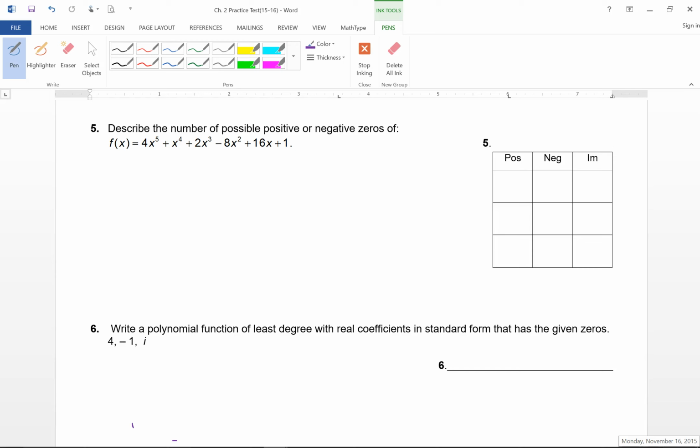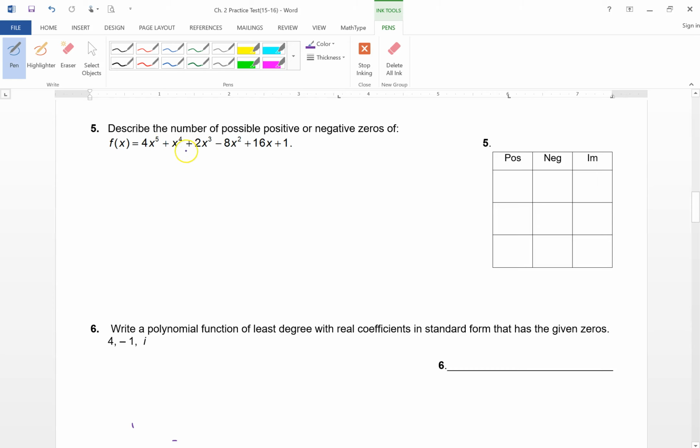That's it. Okay. Describe the number of possible positive or negative zeros, and you're going to fill out the chart here. Now, in the chart, I've just put in 3 rows. You may use all 3, you may use 2, you may need 4, in which case you add another one. I just put a generic 3 rows. Okay, so let's just go ahead and do this one.